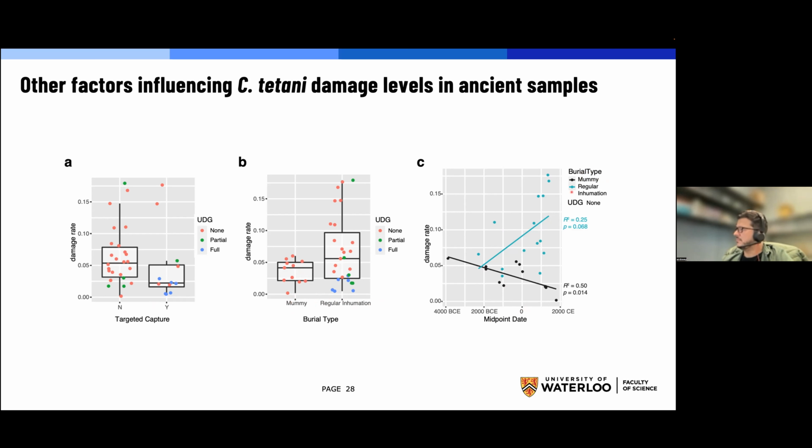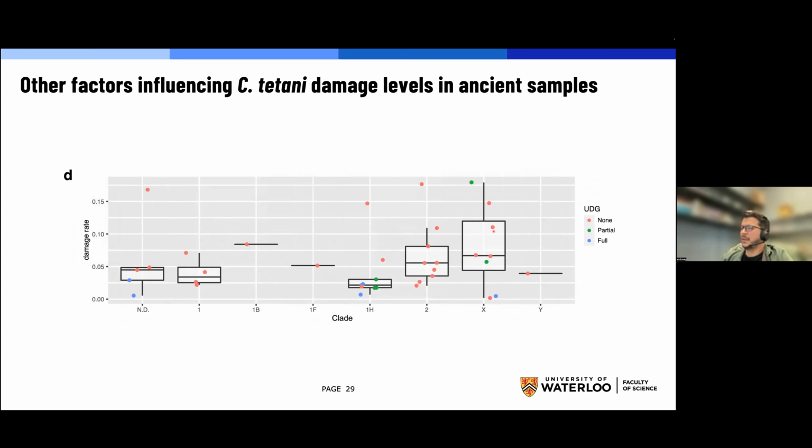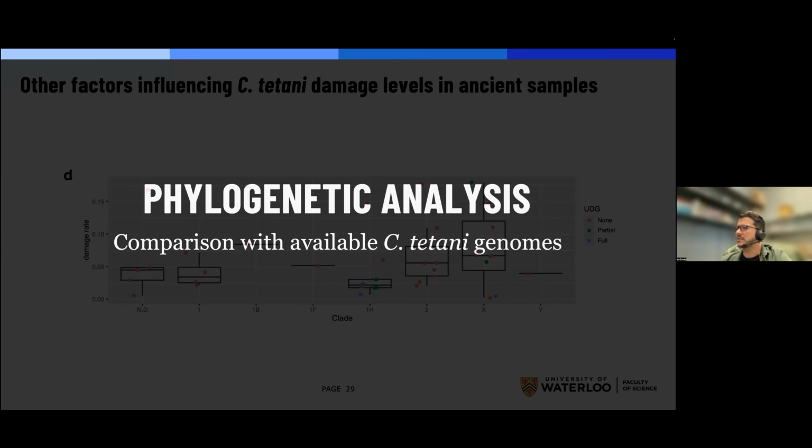We see a different behavior between mummies and regular inhumations, where for mummies, there's actually a correlation with damage and age of the sample, and we're really not sure why that is the case, to be quite honest. And then lastly, we're seeing differences in damage rates depending on the lineage. Okay, so the clade that each ancient C. tetani genome is associating with, and that's what I'm going to get into next.